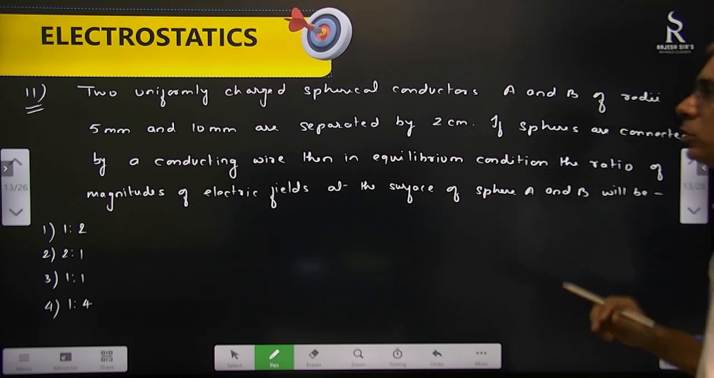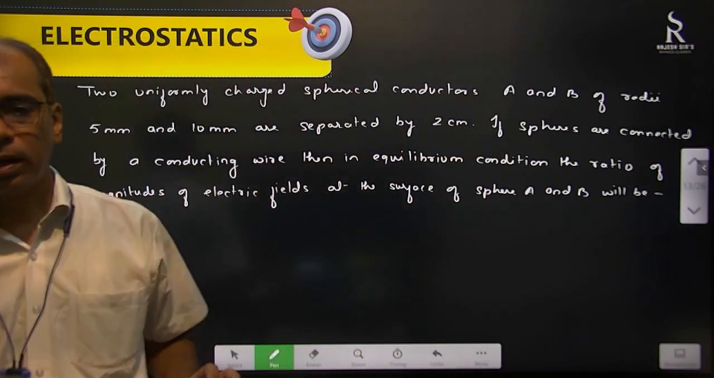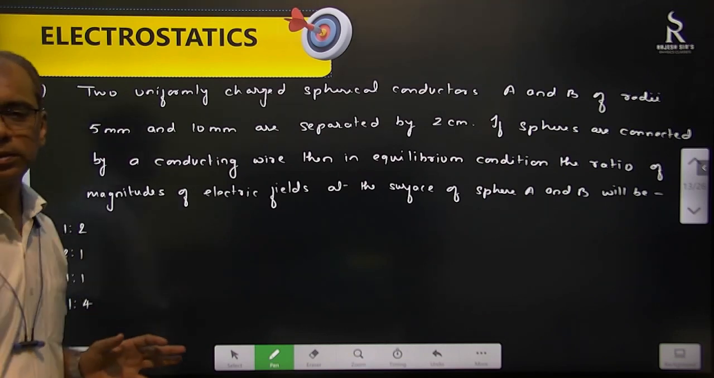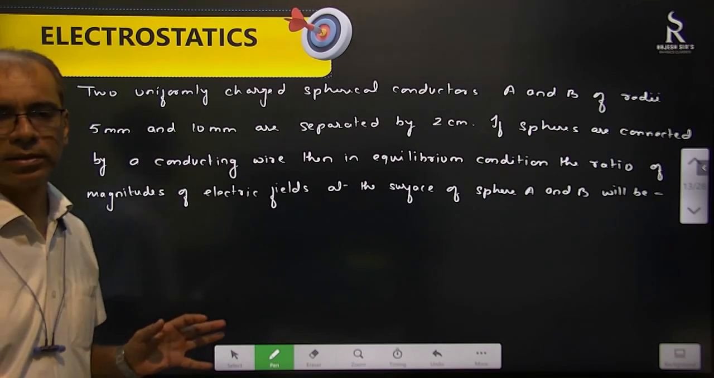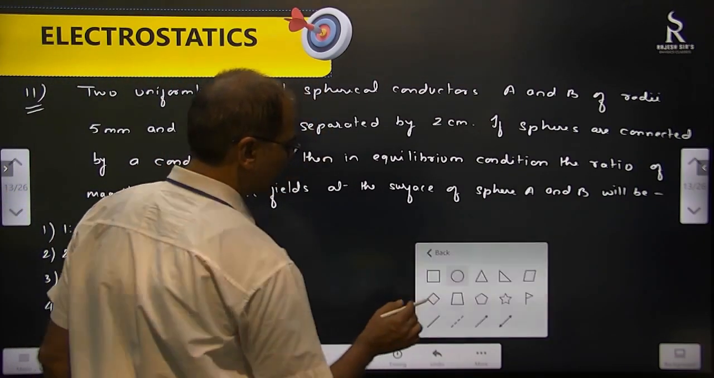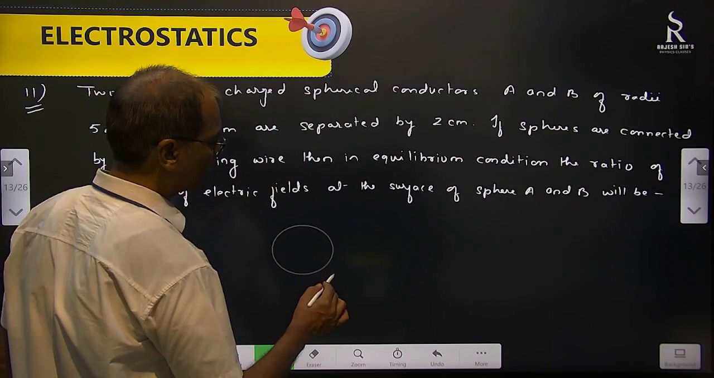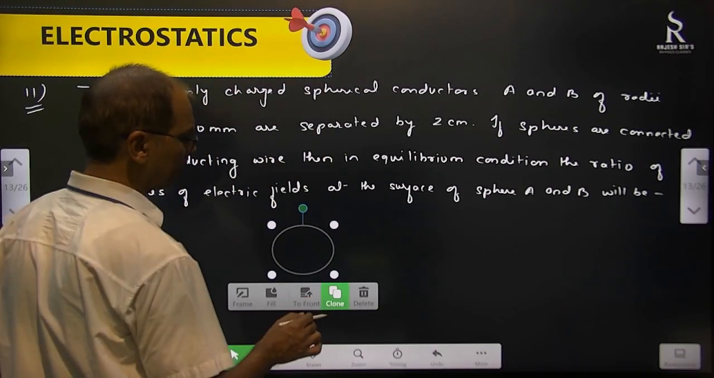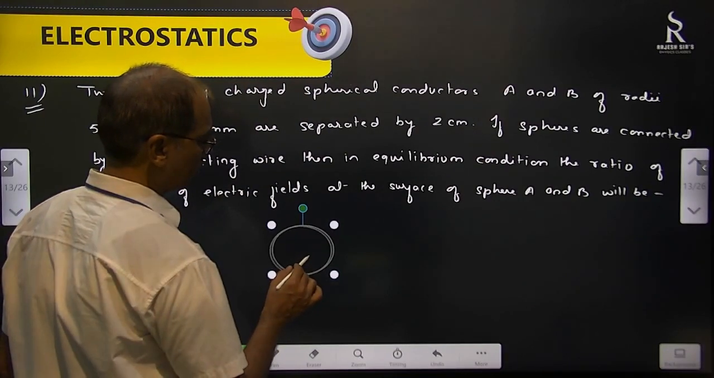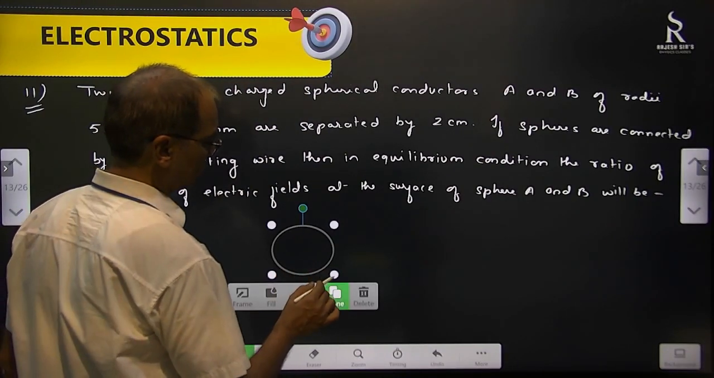So what it says is two uniformly charged spherical conductors are there of different size. One is 5 mm, another one is 10 mm. We'll show that one is the small one, and another one is the big one.